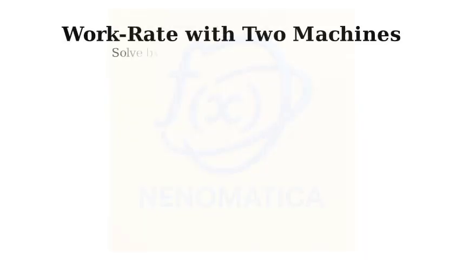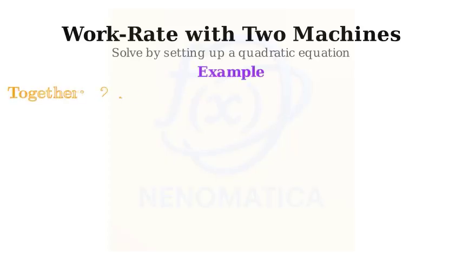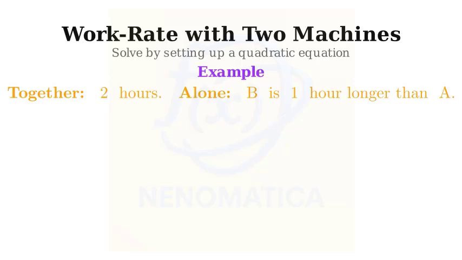In this example, we'll solve a classic work rate problem using a clean step-by-step approach. Here is the problem statement. 2 packaging machines, A and B working together can fill a certain batch in 2 hours. If they work separately, machine B takes 1 hour longer than machine A to complete the same batch. How long does each machine take when working alone?